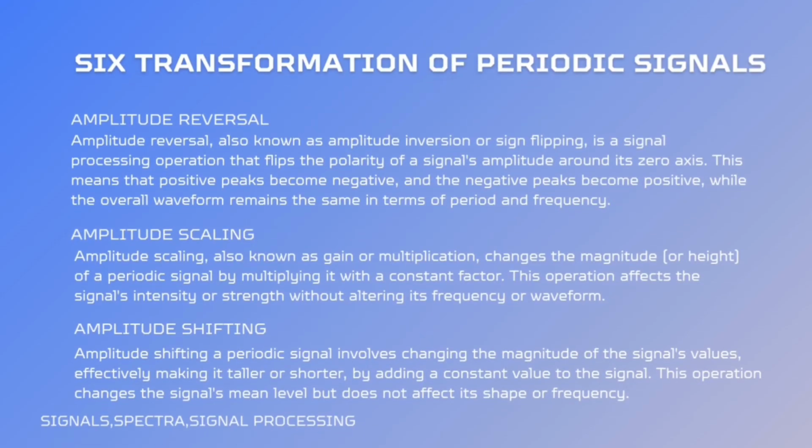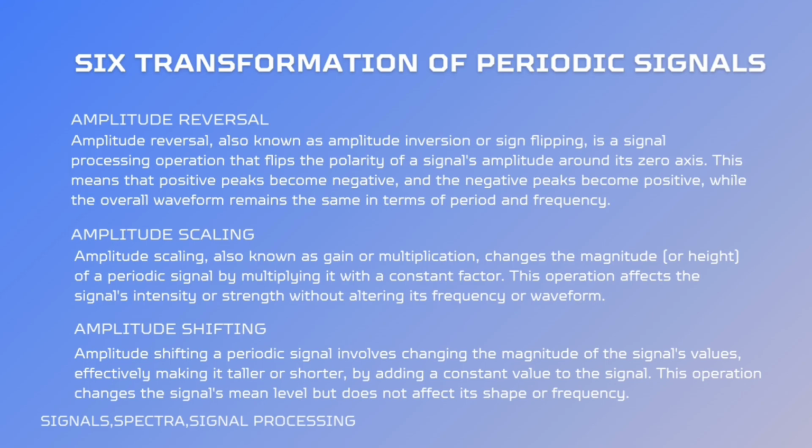Six, transformation of periodic signals. Amplitude reversal. Amplitude reversal, also known as amplitude inversion or sign flipping, is a signal processing operation that flips the polarity of a signal's amplitude around its zero axis. This means that positive peaks become negative and the negative peaks become positive, while the overall waveform remains the same in terms of period and frequency.